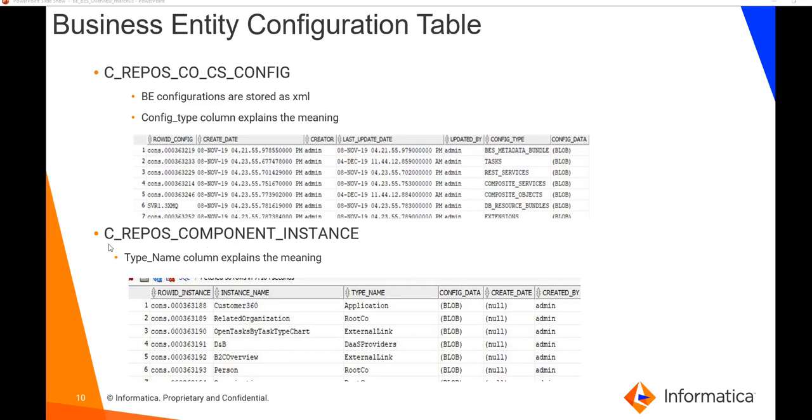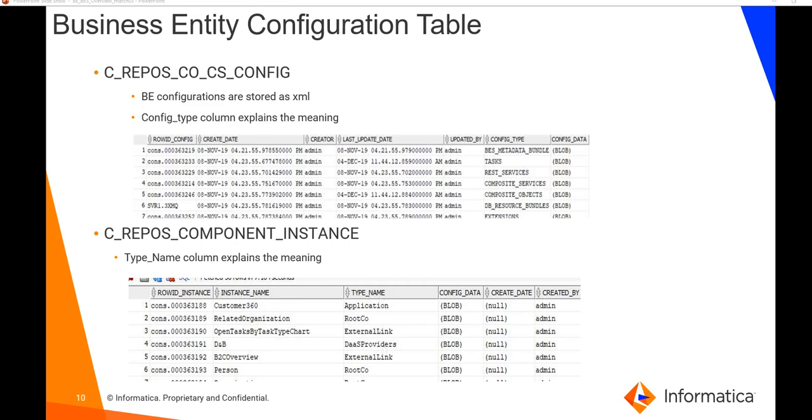Second important table, CRepos component instance. It holds all your E360 related configurations. The way you know which configuration holds what data is through the type name.